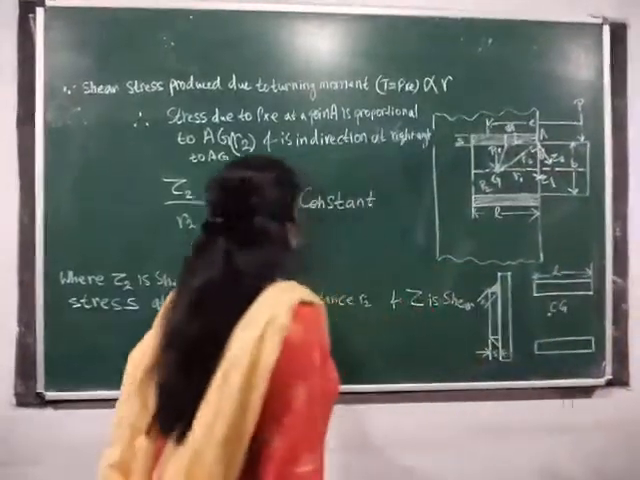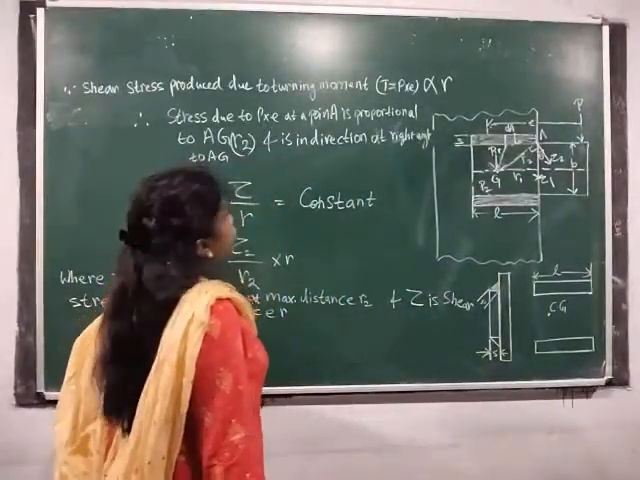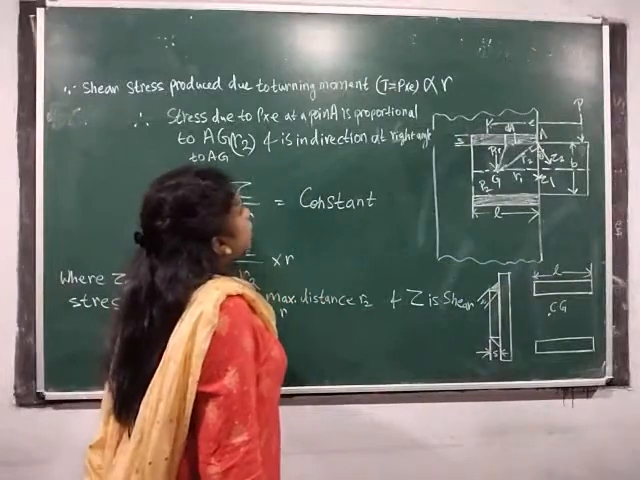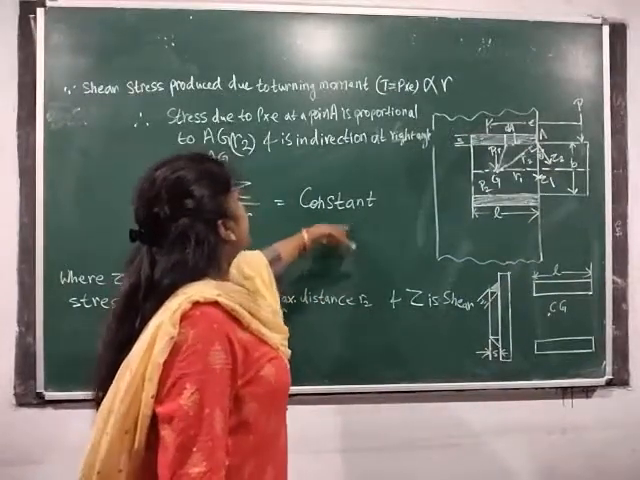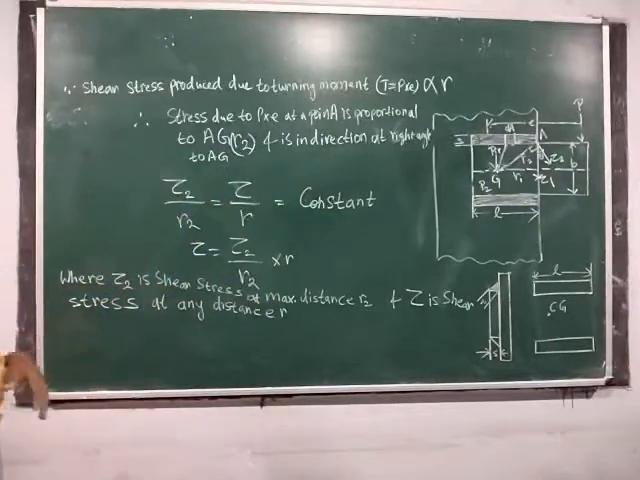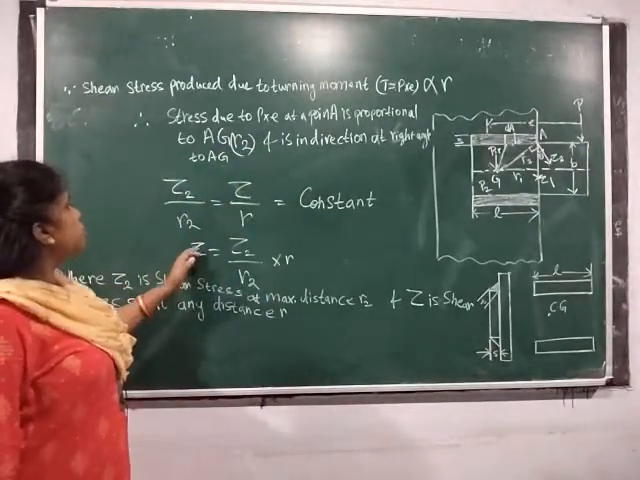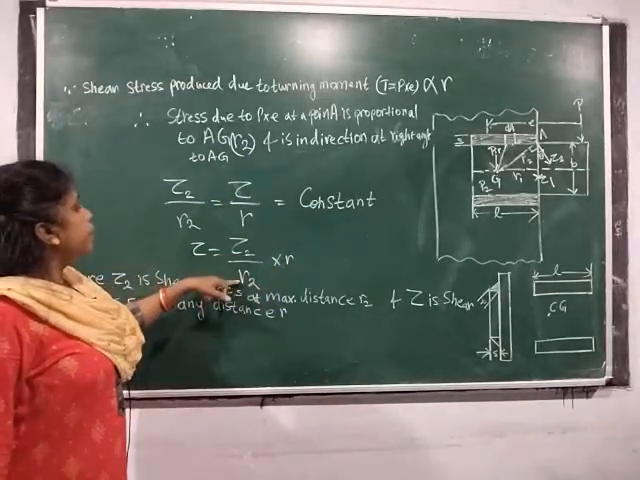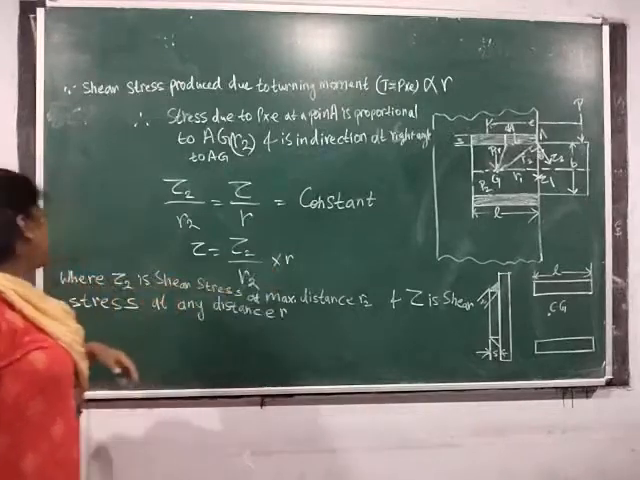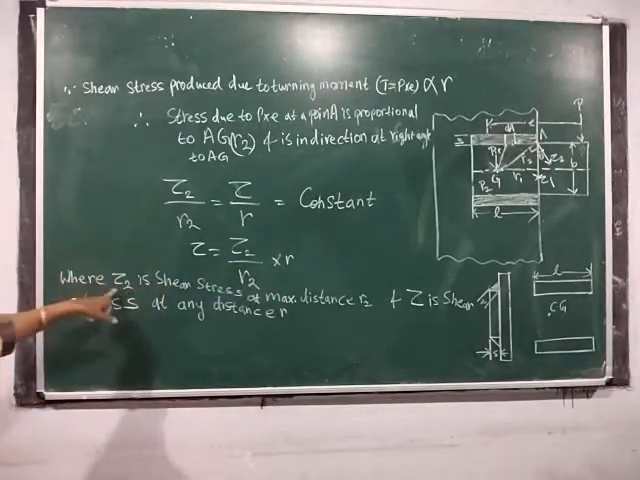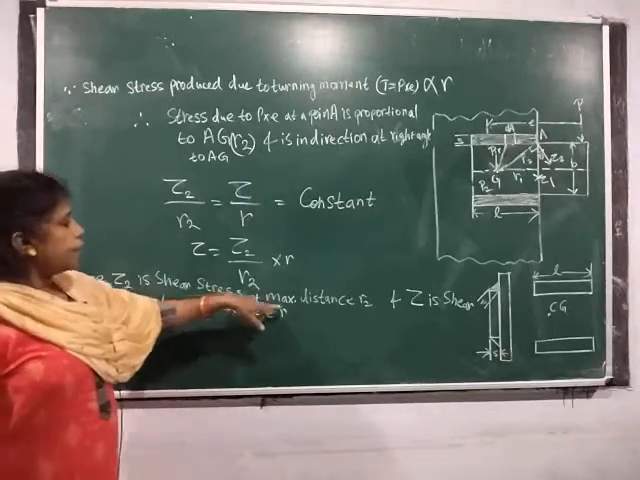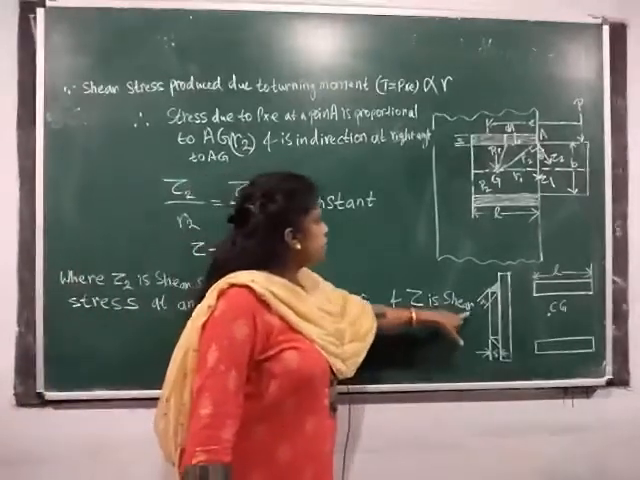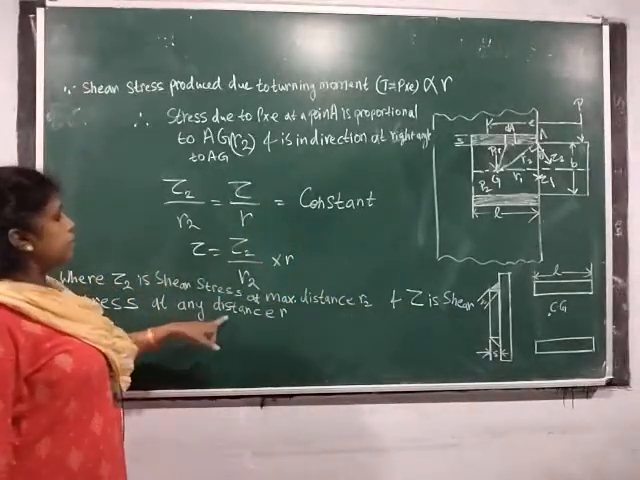Next, tau 2 divided by R2. So tau 2 divided by R2 is equal to tau by R, that equals a constant, as it is proportional to the radial distance. So you can write tau is equal to tau 2 divided by R2 into R, where tau 2 is the shear stress at maximum distance R2 and tau is the shear stress at any distance R.